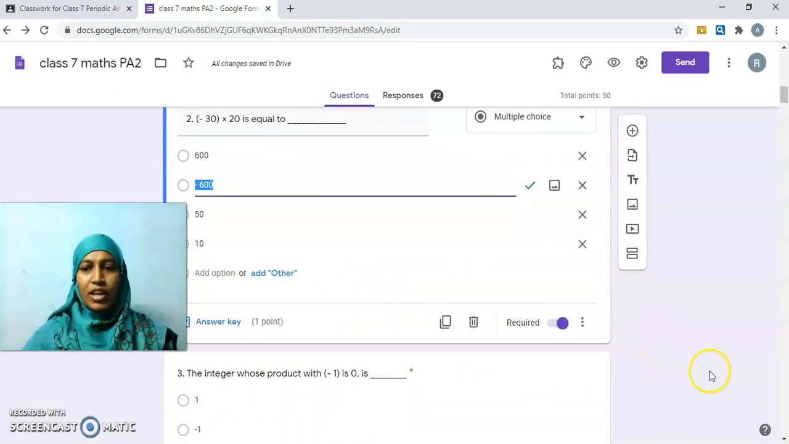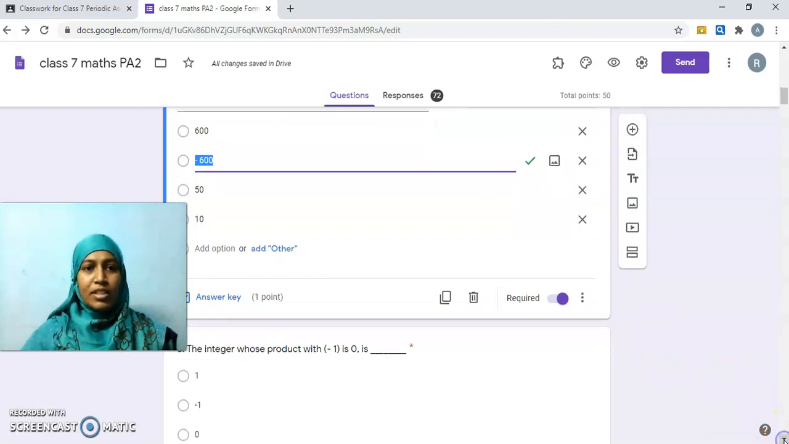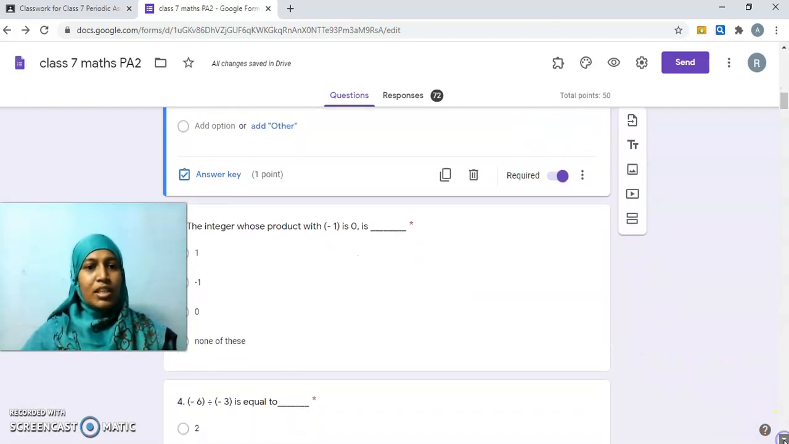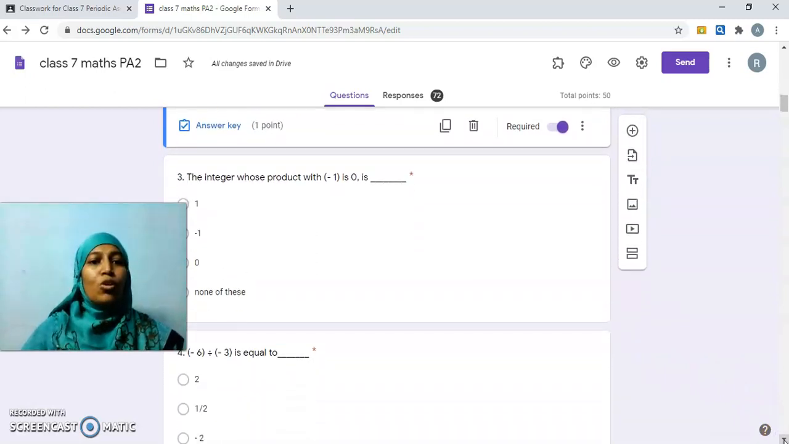The next question is, minus 30 into 20 is equal to, these things are very easy. Minus 600 is your right answer. 30 into 20 is 600. Plus into minus, minus.